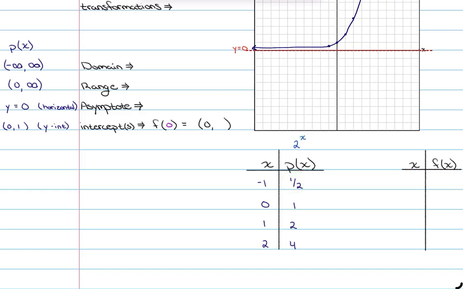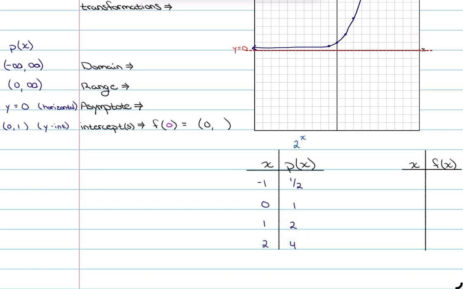Remember, that's your y-intercept. If you were to plug in a 1, that'd be 2 to the first power. That gives you 2. If you were to plug in a 2, that would be 2 to the second power. That would give you 4. That's where I got those numbers from, and I'm going to show you how those can be transformed.